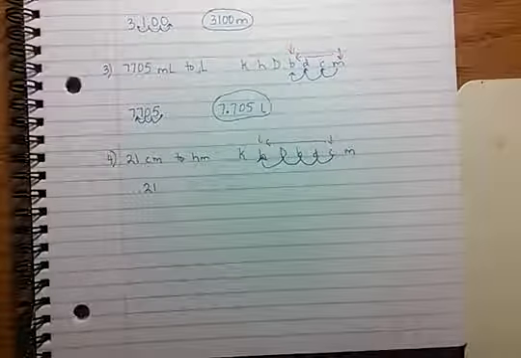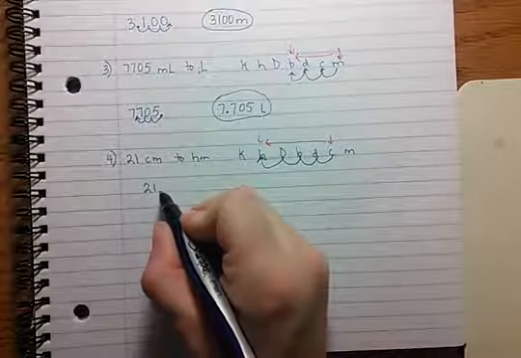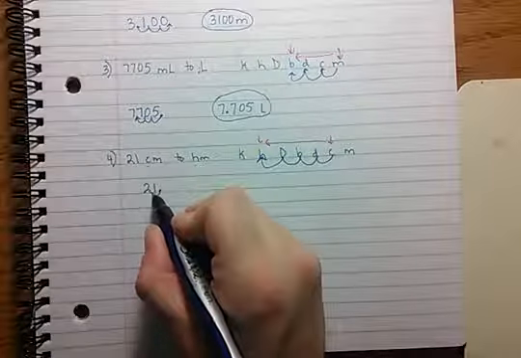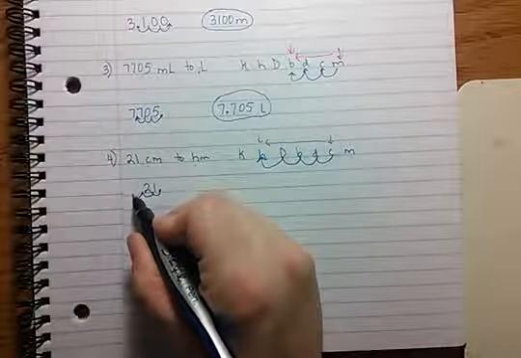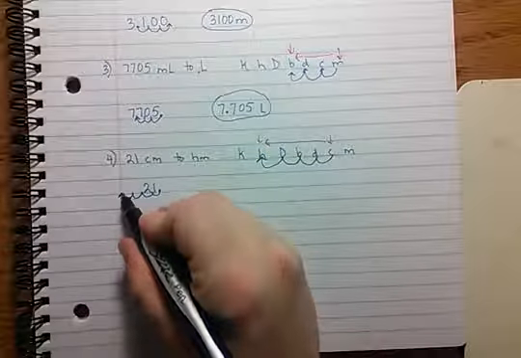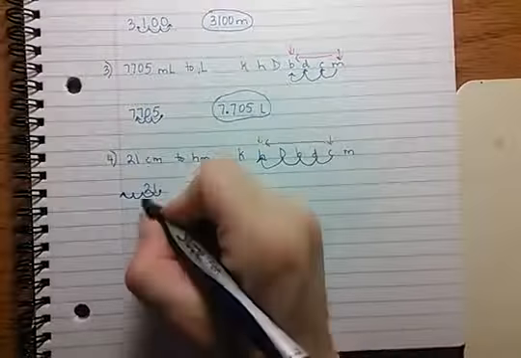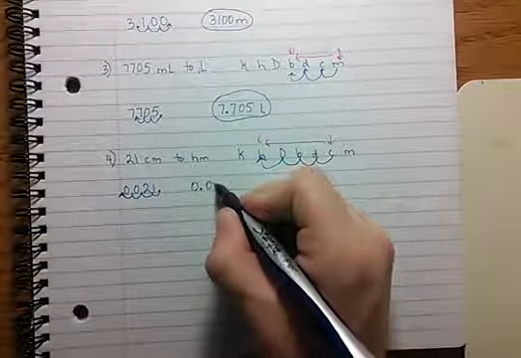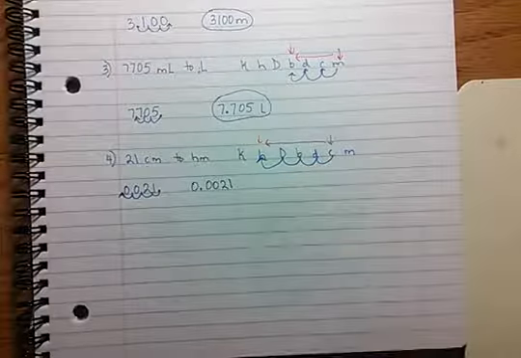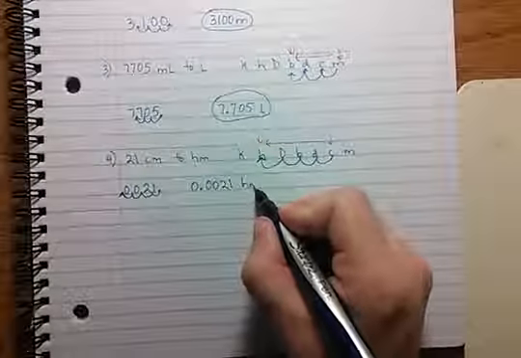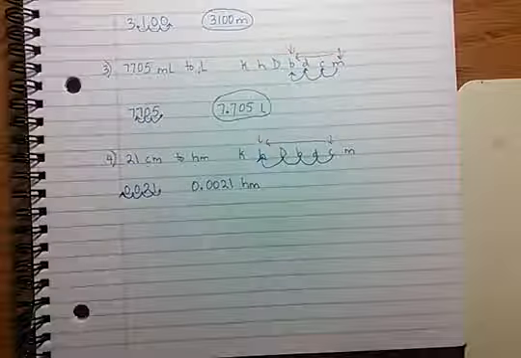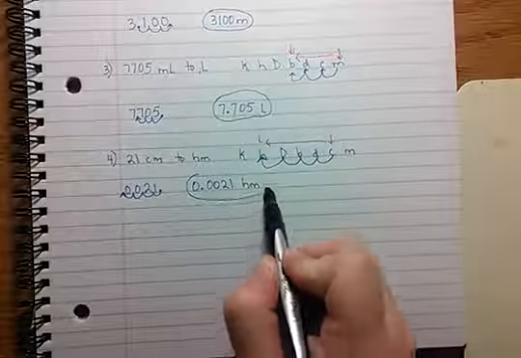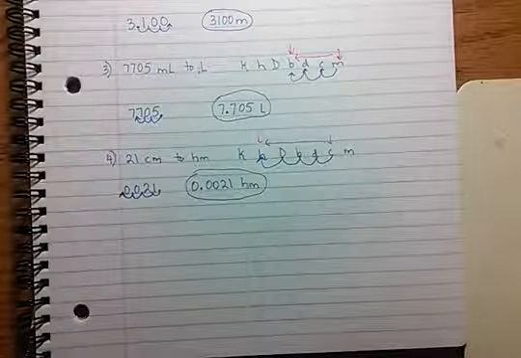Let's rewrite the number. Again, decimal starts at the end of the number. So you go over 1, 2, 3, 4. Decimal ends up here. Okay, these empty spots you fill in with zeros. So you end up with 0.0021. So what this problem tells us is that 21 centimeters is the same as 0.0021 hectometers.